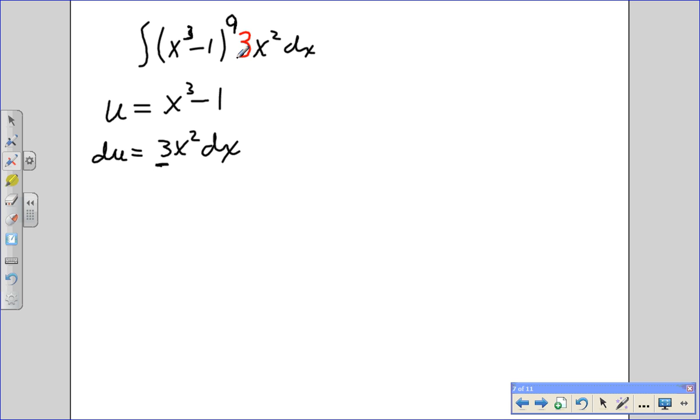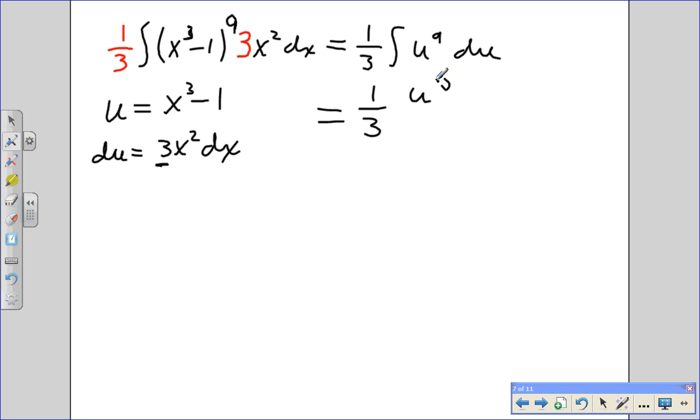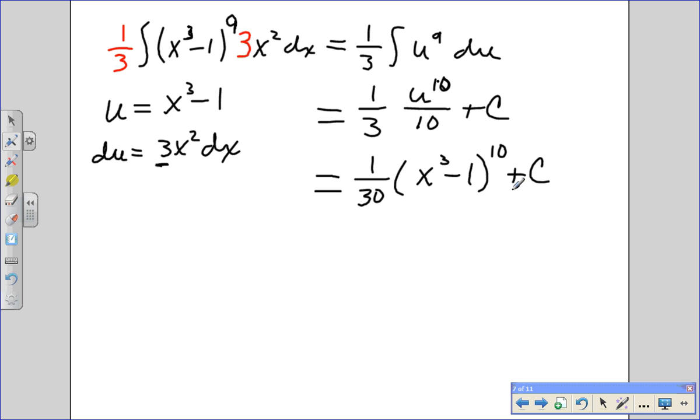If you multiply by 3 on the inside, you've changed the value of the problem. So you need to fix that by multiplying by 1/3, the reciprocal, on the outside. So multiply by 3 inside and 1/3 outside, and that's the same as multiplying by 1. And I haven't changed the value of the problem. Now I can do my change of variables, and I get u to the 9th du, and we know how that works now. It's u to the 10th over 10 plus c. Convert it all back over to x's, and you get x cubed minus 1 to the 10th plus c.